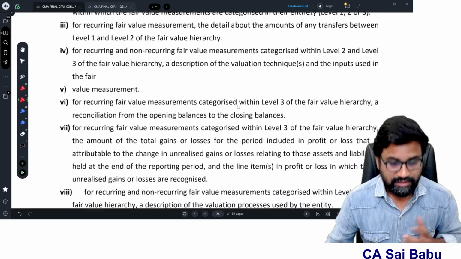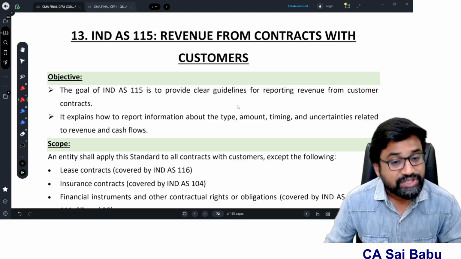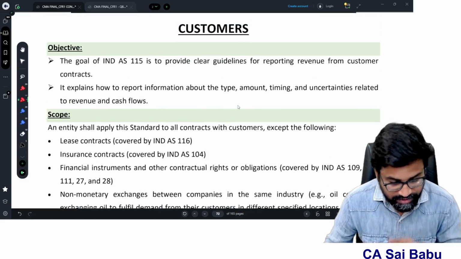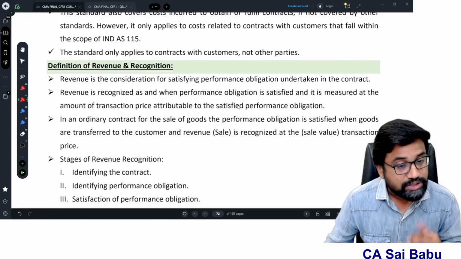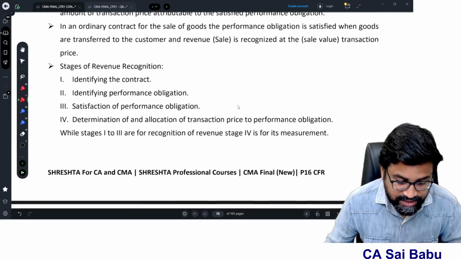hierarchy, disclosures. Like this. So suppose revenue from contracts with customers, this is another standard. Same presentation, what is the objective, what is the scope, definition of revenue and recognition, what are the different stages in recognition of revenue.